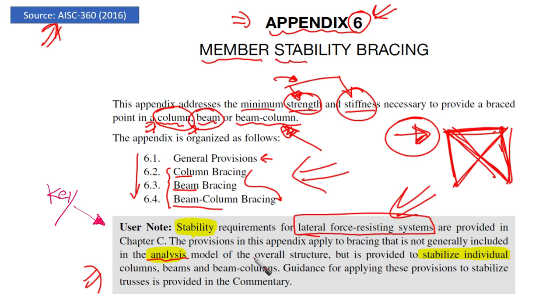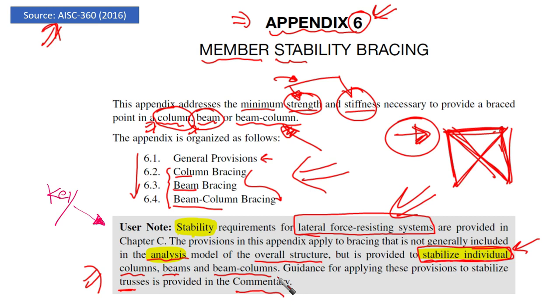However, the provisions in this appendix apply to bracing that is not generally included in the analysis model of the overall structure. It is provided to stabilize. That's the point here, and this is the key word. It is for stability, to stabilize individual columns, beams, and beam columns. Guidance for applying these provisions to stabilize trusses is provided in the commentary.